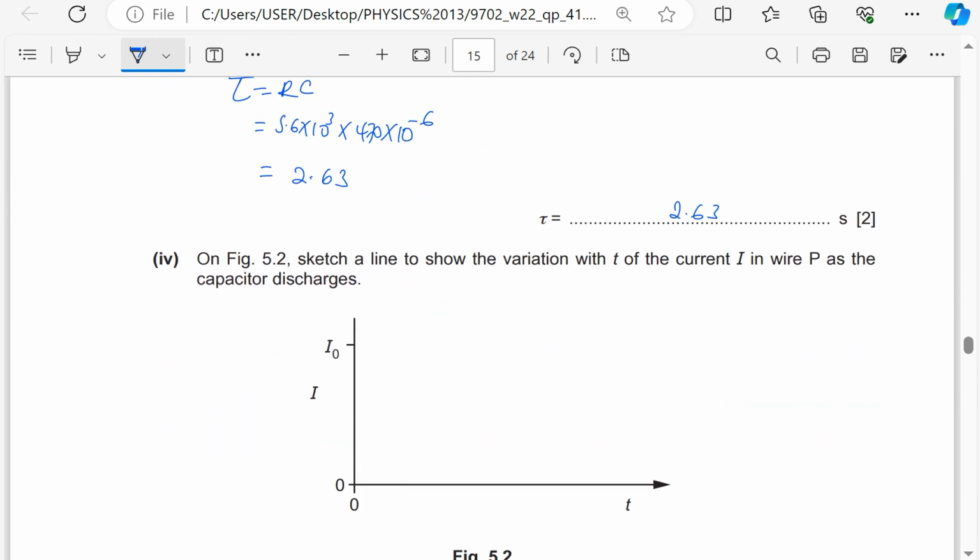Okay. Then on the figure, sketch a line to show the variation with t of the current I in wire P as the capacitor discharges. Of course, you must have seen in your class that the discharge is exponential. In other words, I after time t is equal to I naught e power negative t over RC, where RC is the time constant. So at t equals 0, I should be equal to I naught, so our graph starts from here.